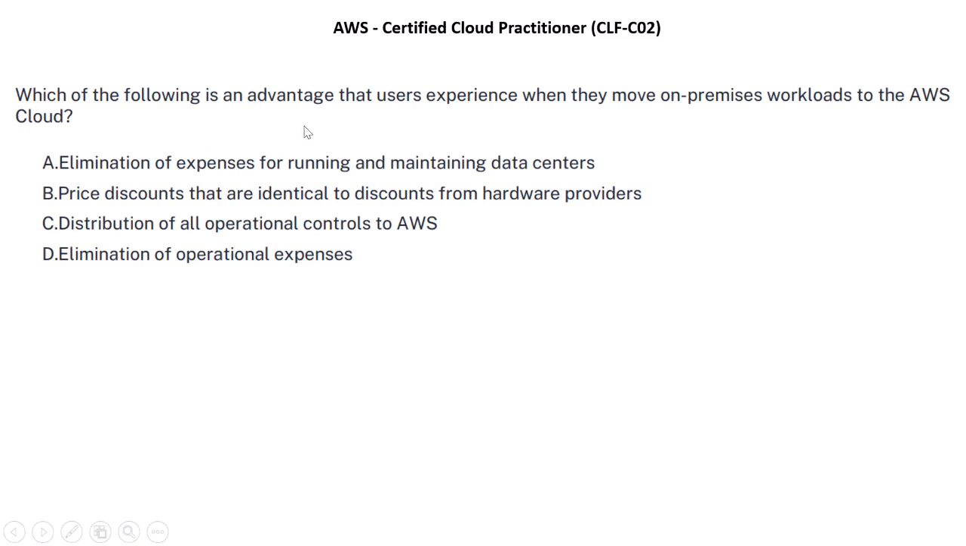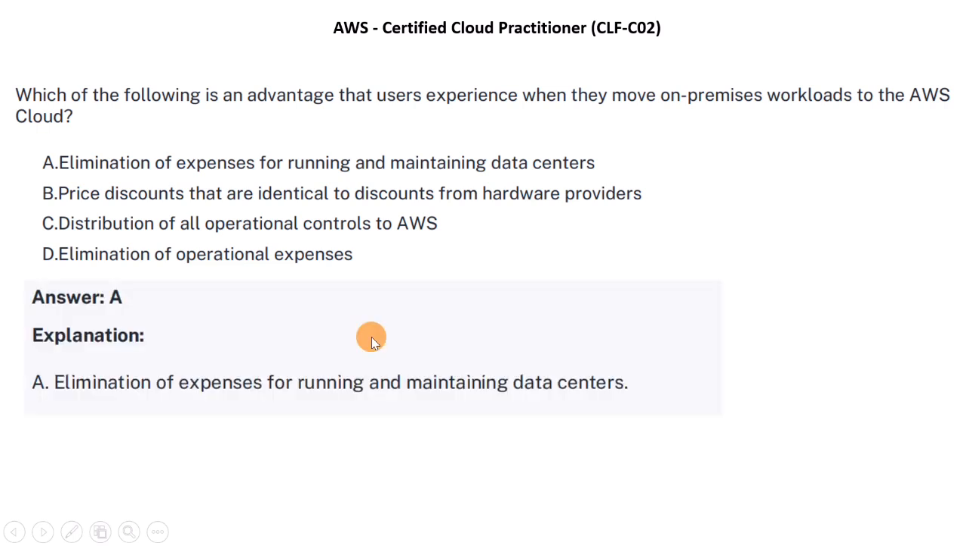Which of the following is an advantage that users experience when they move on-premises workloads to the AWS cloud? Option A, elimination of expenses for running and maintaining data centers. Option B, price discounts that are identical to discounts from hardware providers. Option C, distribution of all operational controls to AWS. Option D, elimination of operational expenses. The correct answer for this question is option A, elimination of expenses for running and maintaining data centers.